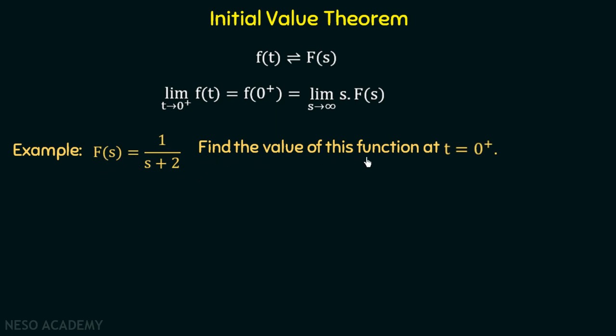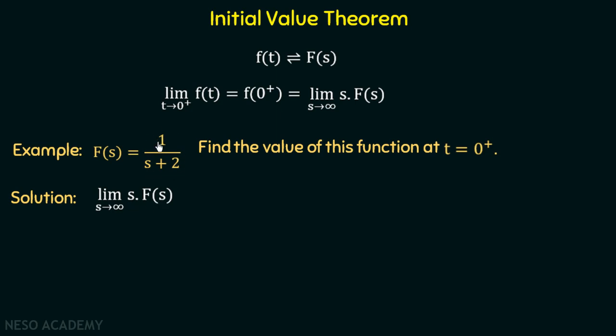Find the value of this function at t equal to 0 plus. This is the same function that we have discussed in the earlier section. Now we will find out its initial value by the use of initial value theorem. So moving on to the solution, its initial value in the s domain is limit s tending to infinity s multiplied with F of s.